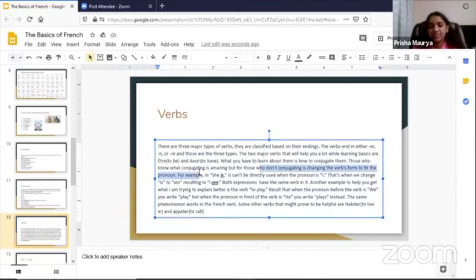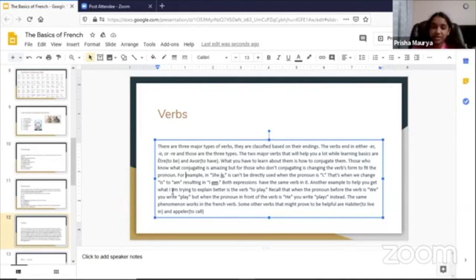Conjugating is like how you use is when the subject is she, and how you use am when the subject is I. They both mean the same thing, but you change the verb form, the way that you use the word when the subject is different. So both expressions have the same verb in it. This is the same verb, but you have to change the form to fit the subject.